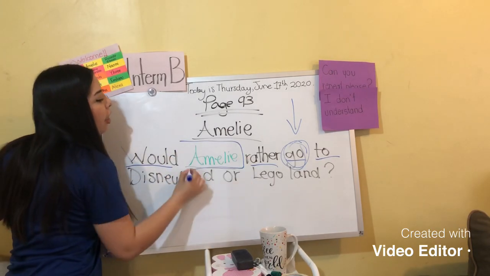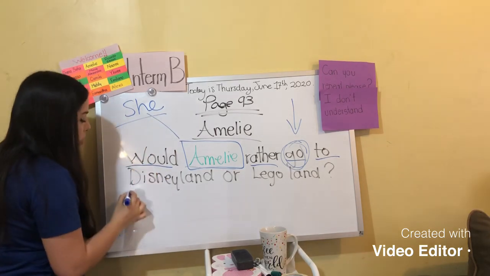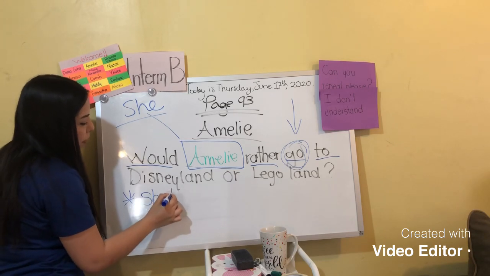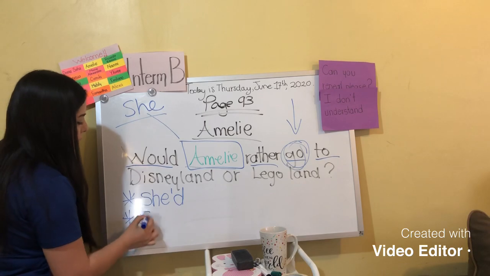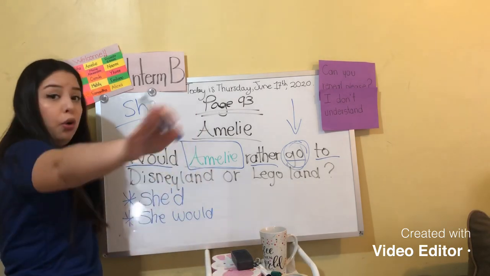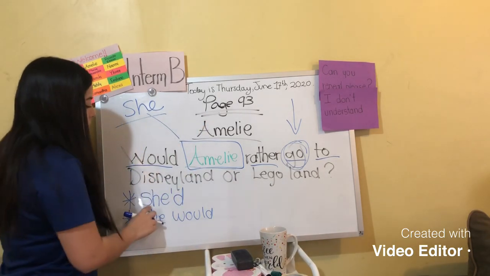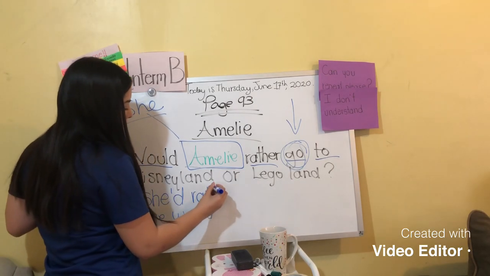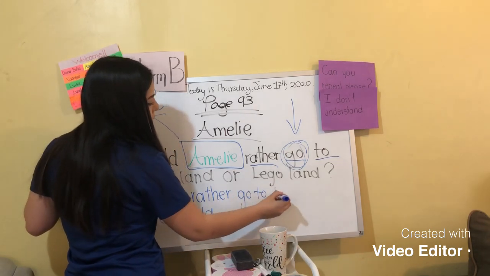Emily is a girl, so we're gonna use she. So how is the answer, sorry? She'd, apostrophe D, or it's the same. She would. You can answer like this or you can answer like this, okay? She would rather go to Legoland.